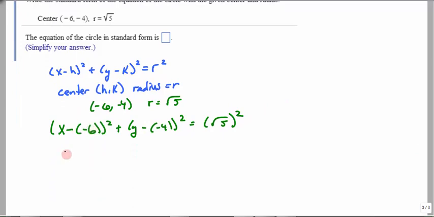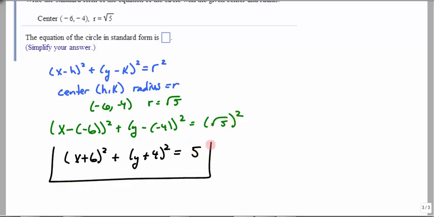Okay, minus a negative is the same as a positive because we need to simplify. So x plus 6 quantity squared plus y plus 4 quantity squared. And then root 5 times root 5 is root 25. The square root of 25 is 5 right back. So this is the standard form of the equation of the circle, which has a center of (-6, -4), and it has a radius of 5.